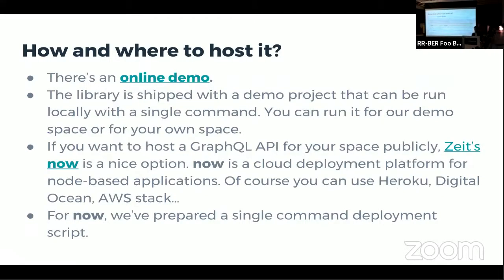So how do we host this thing? First of all, we've created a deployment of our demo, and it is available publicly. We ship the library with a demo project that you can host locally for both our demo space and your own space. And you can also automatically deploy this project for your space or our demo space to a service that is called Now. Now is a one command deployment service by a company that's called Zeit. So what you can do is just type one command and get a running instance of the solution that I've demoed a minute ago.